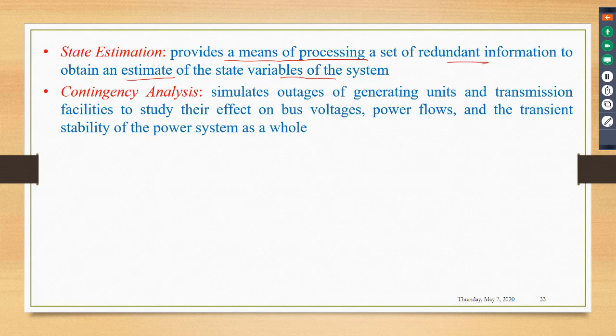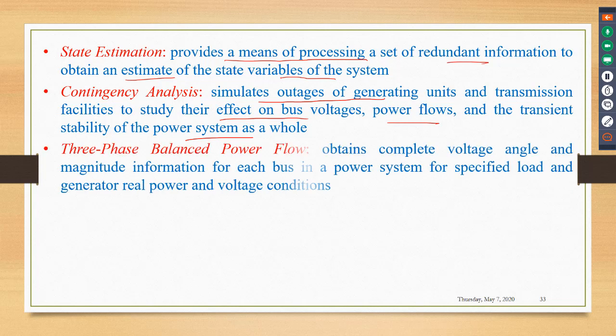system. Then contingency analysis, it simulates the outages of generating units and the transmission facilities to study their effect on the bus voltages, power flows, and the transient stability of the power system as a whole. So there are many applications. In fact, I think many of you might not be understanding this because these are all power system aspects, and if we go deeper into it, it will take more time, so therefore I am skipping this.